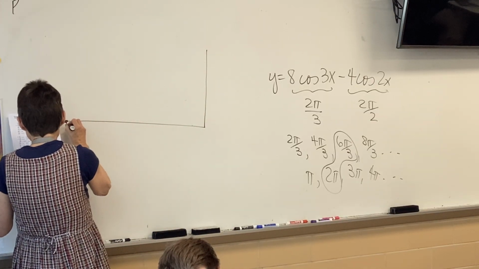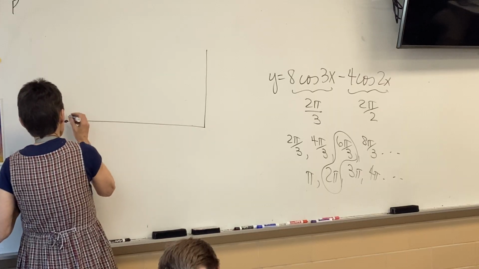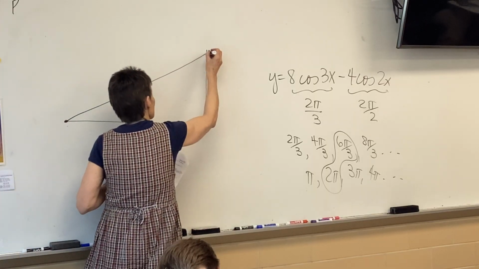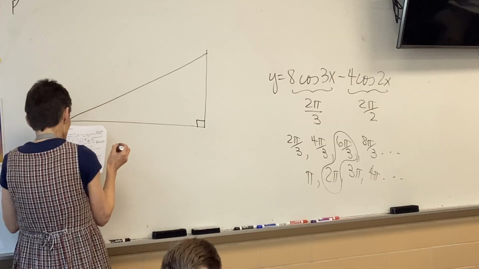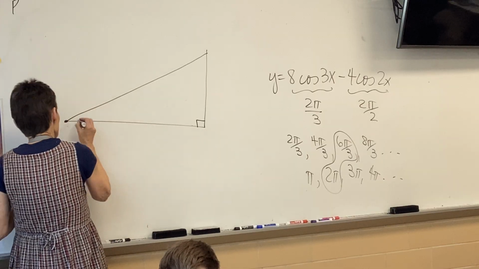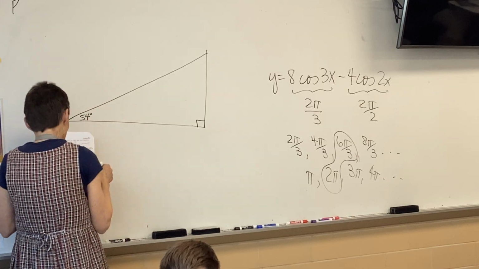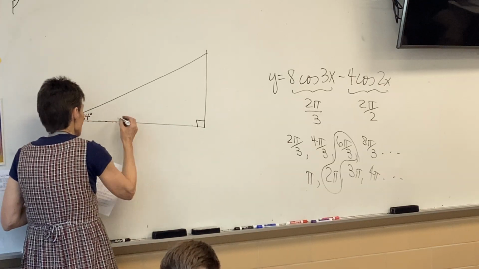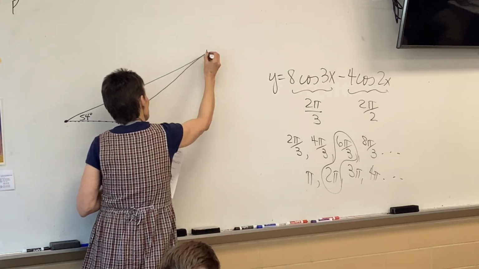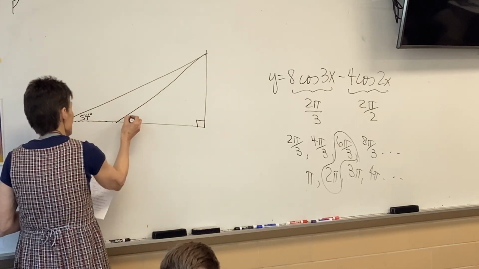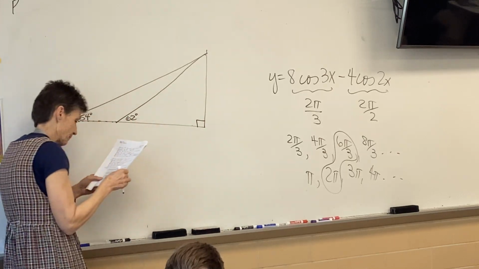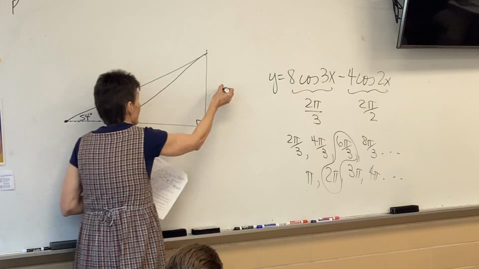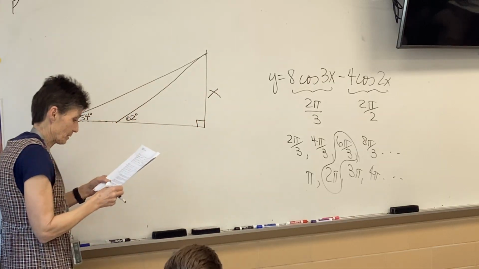At one point, his angle of elevation to the top of the building is 54 degrees. Robbie keeps walking, and then he looks up, and now his angle of elevation is 62 degrees. How tall is the building?